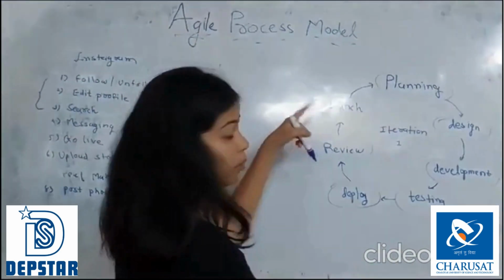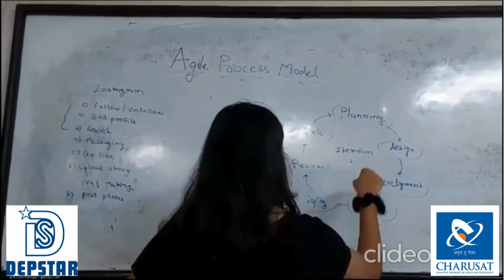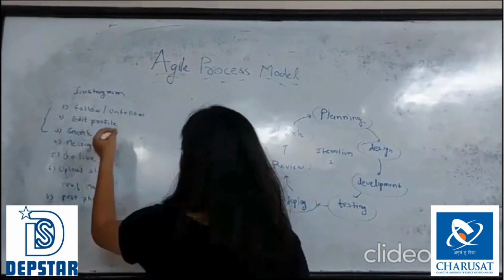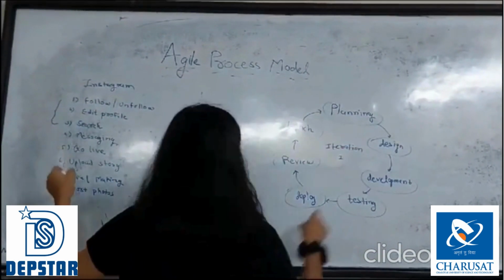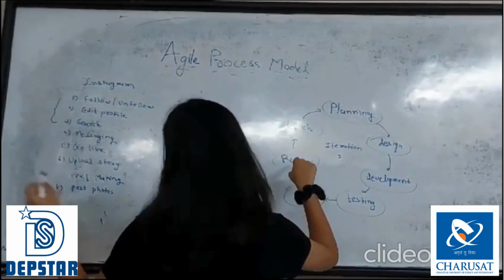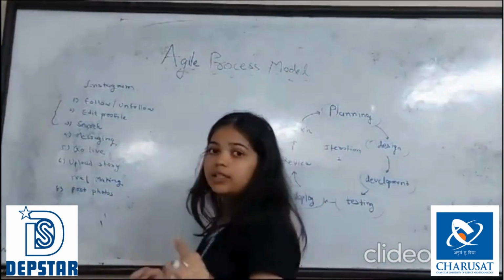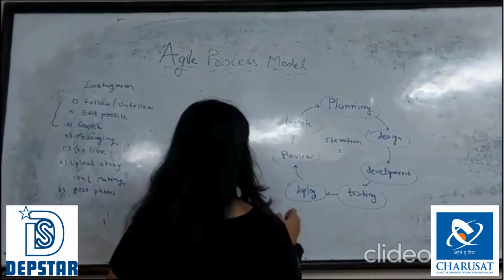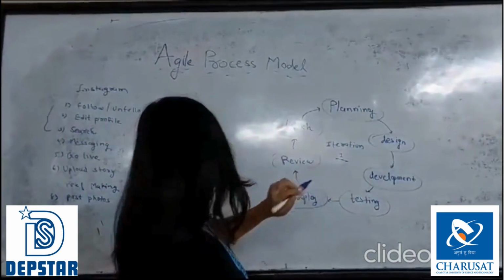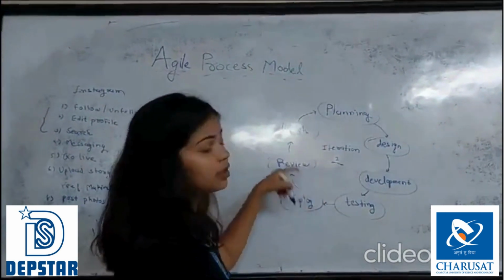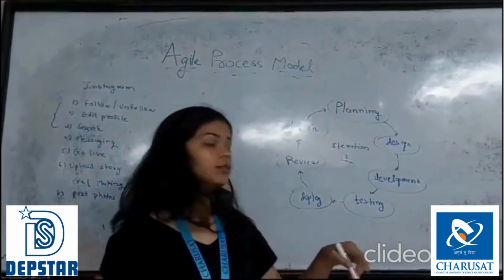Then they take the review from the customer, and again three things will be taken in the planning, and then again changes to these three, and again plan, design and deployment to the customer. Again they take the feedback of the customer, and on the basis of that they make changes. So the agile process model is iterative. That means there will be more than one iteration according to the requirement.